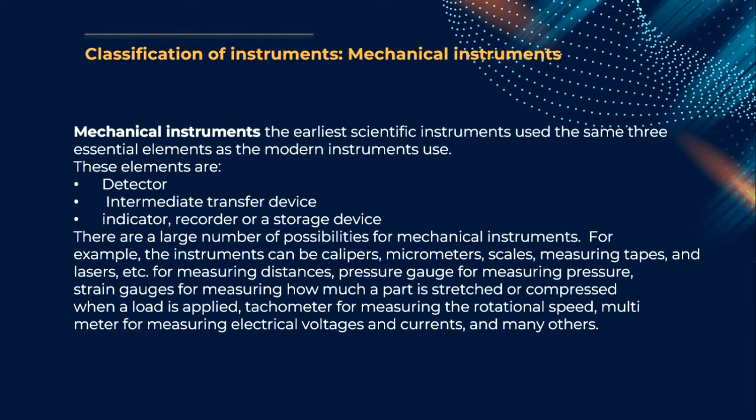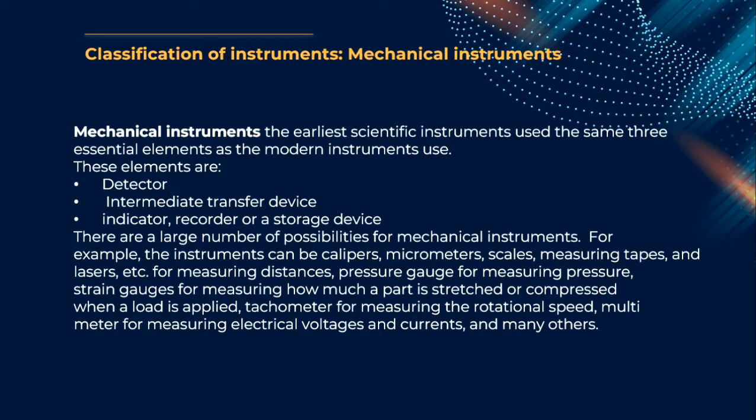The earliest scientific instruments use the same three essential elements as the modern instruments use. These elements are detector, intermediate transfer device, and indicator, recorder, or a storage device. There are a large number of possibilities for mechanical instruments. For example, the instruments can be calipers, micrometers, scales, measuring tapes, lasers, etc.